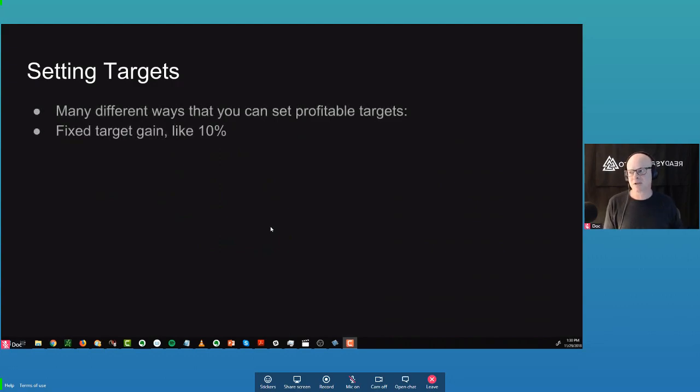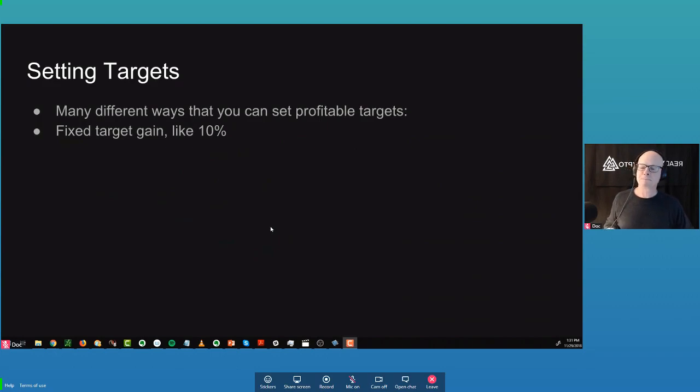You can set a fixed target gain like 10%, and this is what I brought up in the short-term trading strategy class. Look, start small, just go for that little 10% gain. It's not a home run, but 10% will make you puff out your chest and say, man, I just won 10%. That's awesome.